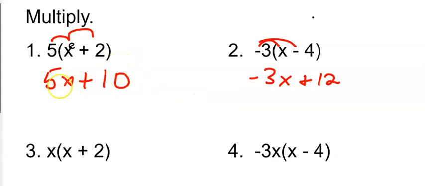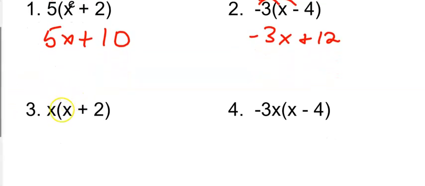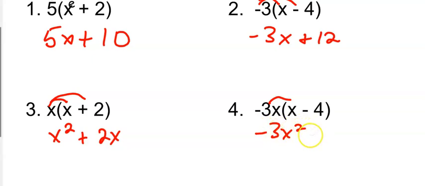Now multiply x times the quantity x plus 2. x times x gives us x squared plus 2x. Negative 3x times x minus 4, we're going to have negative 3x squared plus 12x.